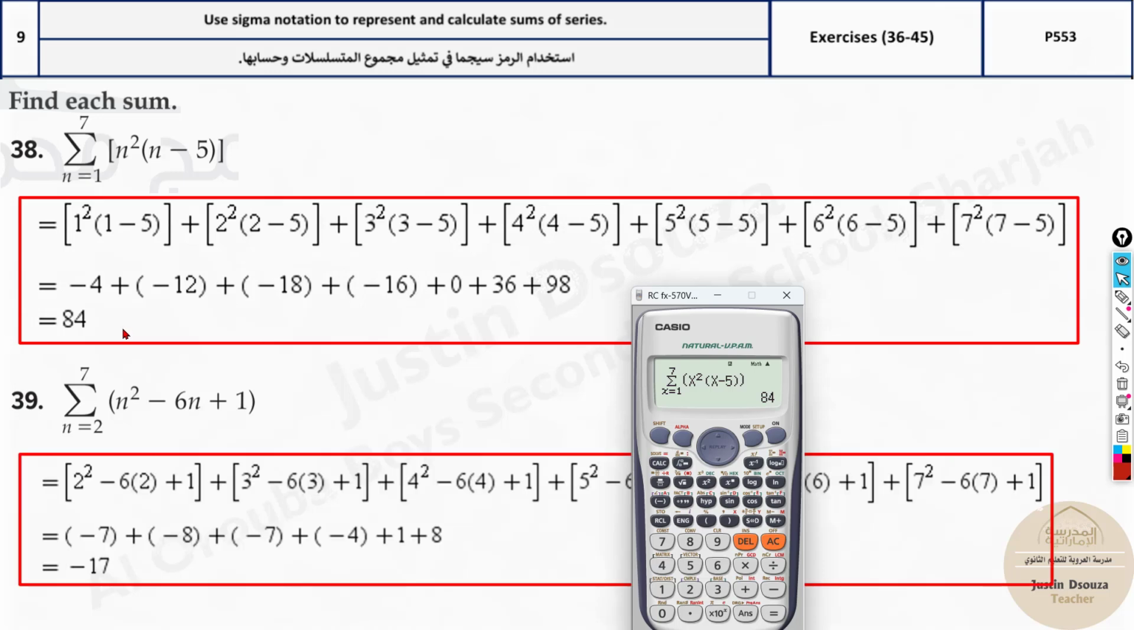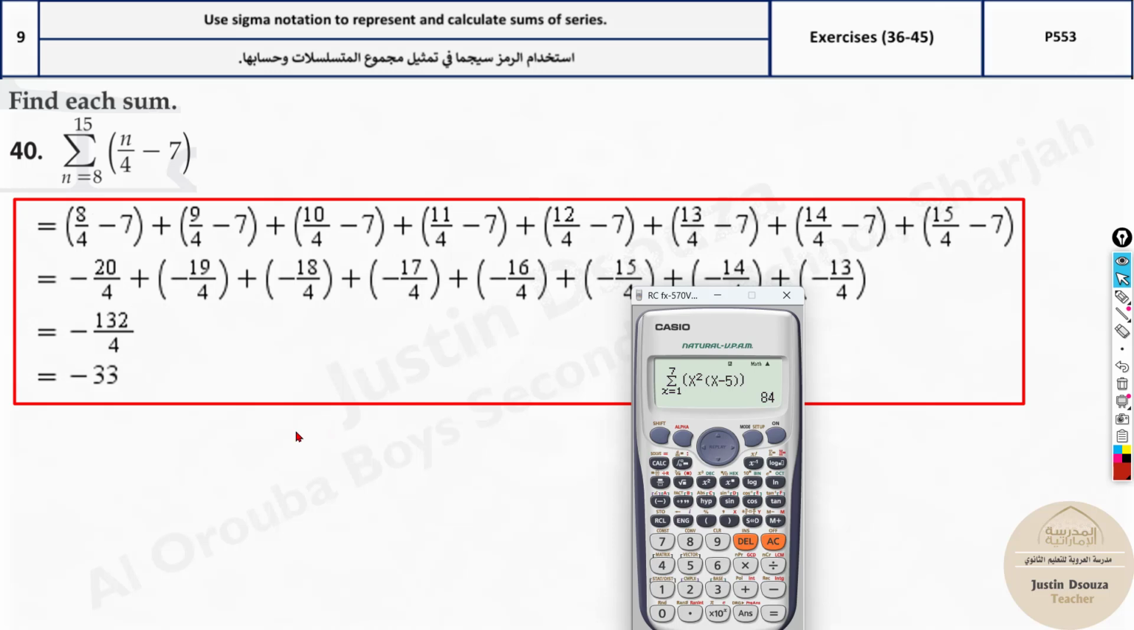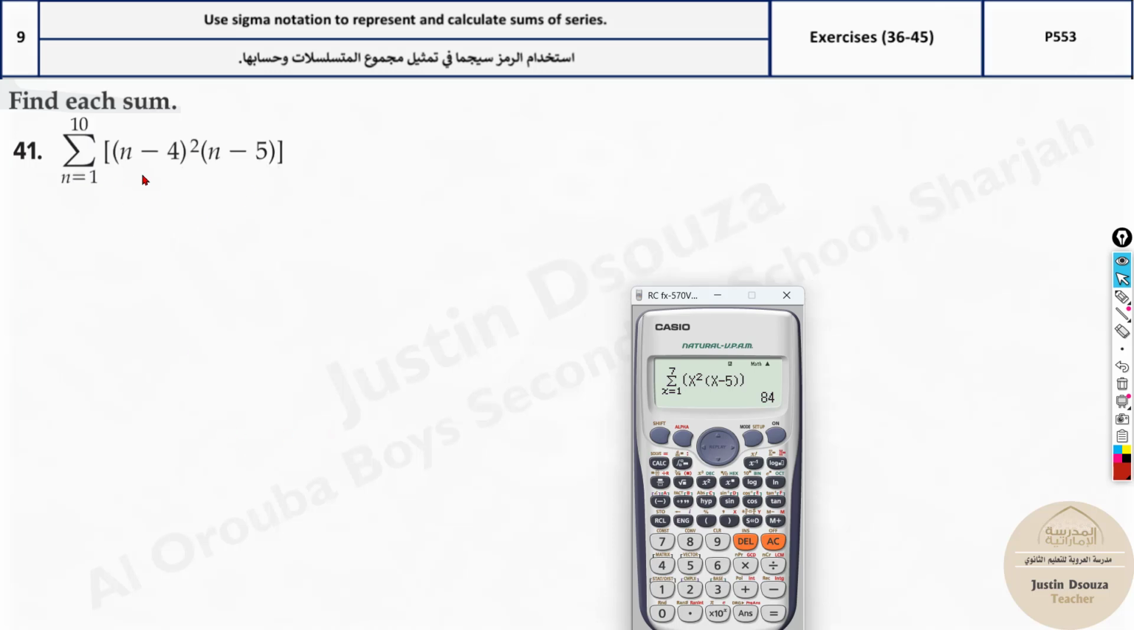All the problems are similar. This one is also straightforward. Just use the calculator, you'll get the answer. Even over here, just use proper brackets, square it up, and then multiply this. So that will be the answer.